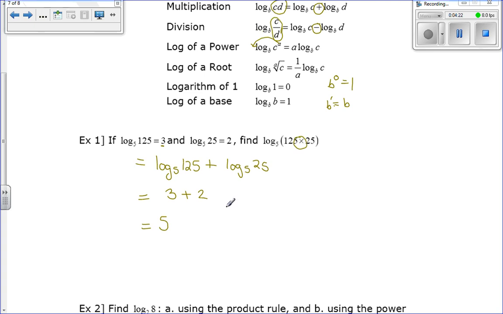And if my bases are the same and I'm multiplying, then I just add the exponents. If I were to turn this into exponential form, 5 to the third is equal to 125, and 5 to the second is equal to 25. My 3 and my 2 are my exponents, so when I multiply, I add them together, and I get the 5.